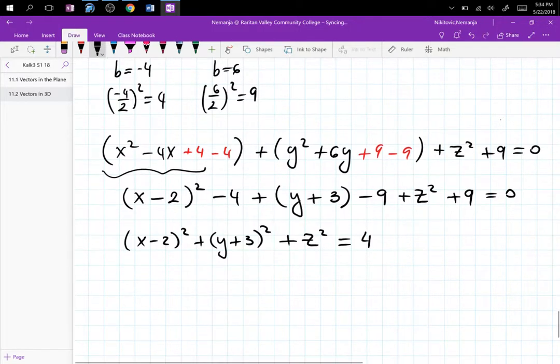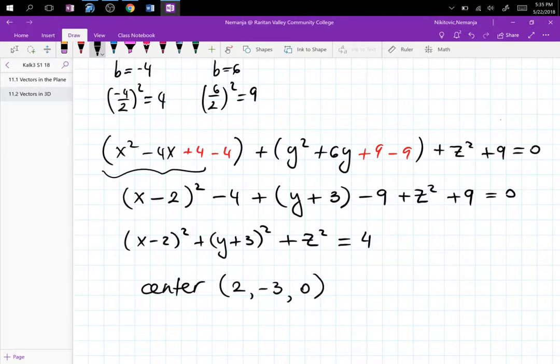What if you split it the other way? No. Let me spell it out. N-O. So we have the center at 2, negative 3, 0, and radius rho is 2.